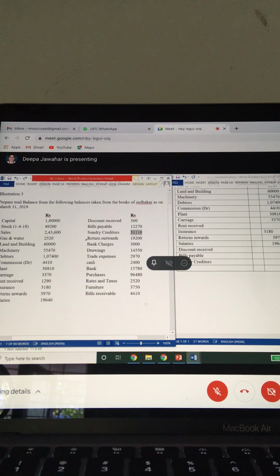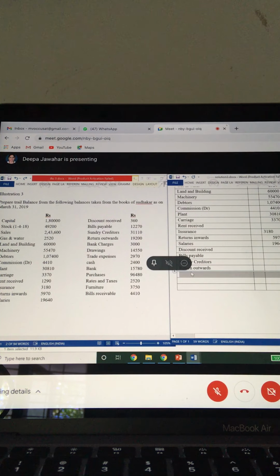Sundry creditors. അടുത്തത് return outwards. Return outwards. നമ്മൾ returns outwards പറയുമ്പം stock is reduced. Out പോയി അല്ലെ? stock പോയി. Stock is out. Upon stock is reduced, so it is credit. Stock കുറഞ്ഞു, asset കുറഞ്ഞു, asset കുറയുമ്പോൾ asset is reduced, so credit.